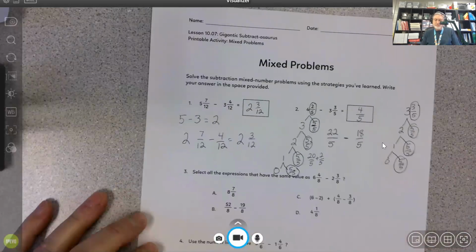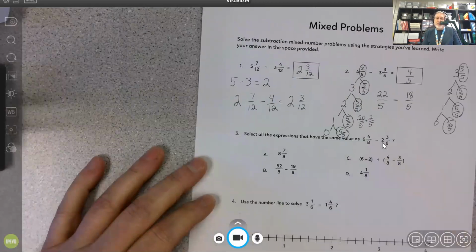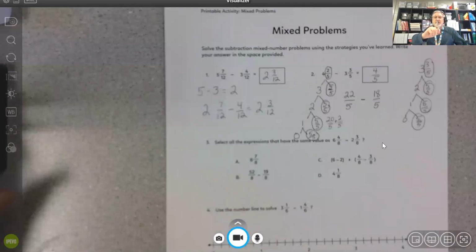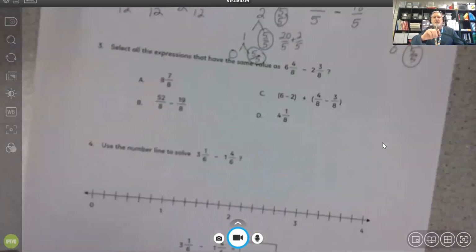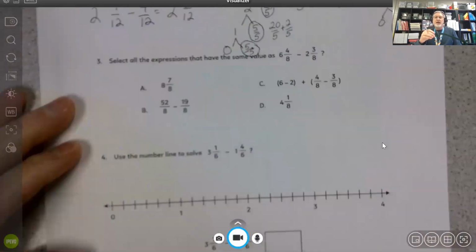Okay? All right. So let's look at this next problem, number 3. And again, let's try to focus. Let's try to make this bigger so y'all can see it a little closer up. Let's focus on our fractions first.